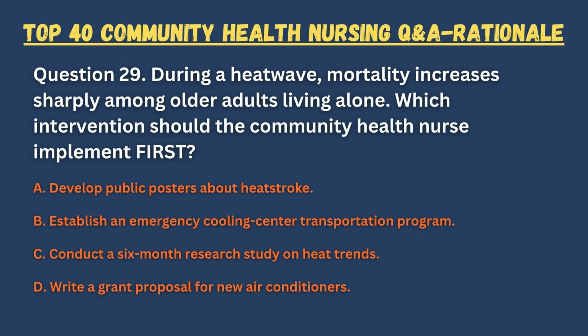Question 29. During a heat wave, mortality increases sharply among older adults living alone. Which intervention should the community health nurse implement first? A. Develop public posters about heat stroke. B. Establish an emergency cooling center transportation program. C. Conduct a 6-month research study on heat trends. D. Write a grant proposal for new air conditioners.